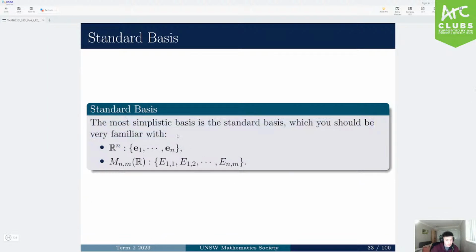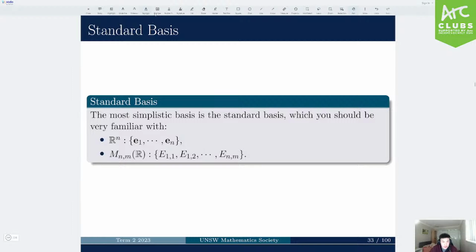Now, standard basis. This is the simplest basis that you should all be familiar with. Inside the vector space Rn, we have the standard basis E1, E2, all the way to En. And for matrices, we have E11, E12, and all the way to Emn. For 2 by 2 matrices, the standard basis would be 1 0 0 0, 0 1 0 0, 0 0 1 0, and 0 0 0 1. That's going to be your standard basis for the 2 by 2 matrices.